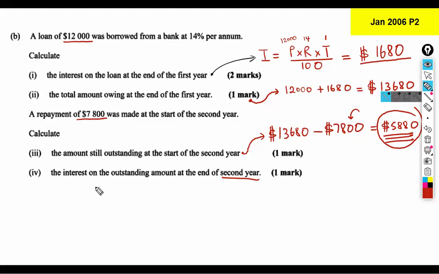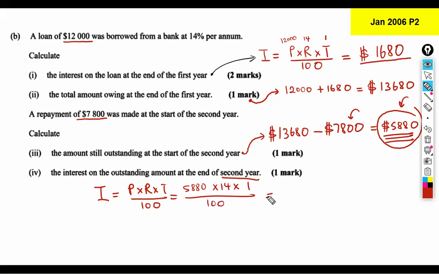Now, you just had to use this here. Interest is principal by rate by time over 100. The principal is what you're currently paying interest on, right? And it's still 14%, and it's this year. 5880 multiplied by 14 divided by 100. Let me double check my answer. 5880.